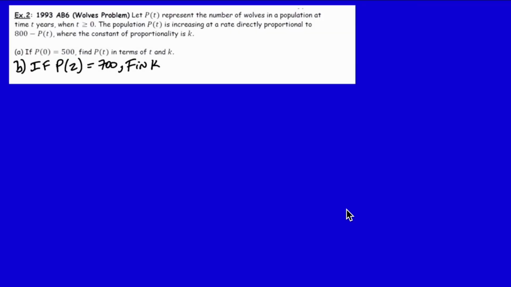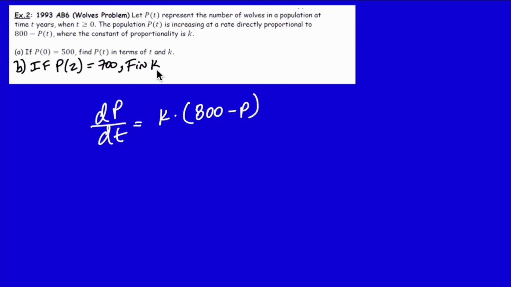Next, we have this problem that discusses the population of wolves. So it says that the population is increasing at a rate directly proportional to this expression where the constant of proportionality is k. So folks, here we're going to have, I'm just going to use dP/dt equal to the constant of proportionality times this expression.